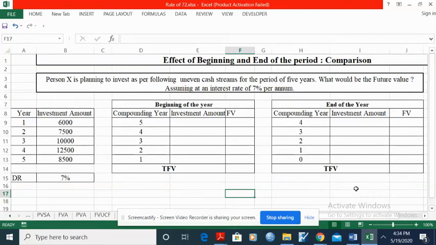In today's session, let's understand the comparison of beginning of the period payment as well as end of the period payment. How these two approaches will give you different results. And finally, we have to conclude whether we have to go for beginning of the year or end of the year.